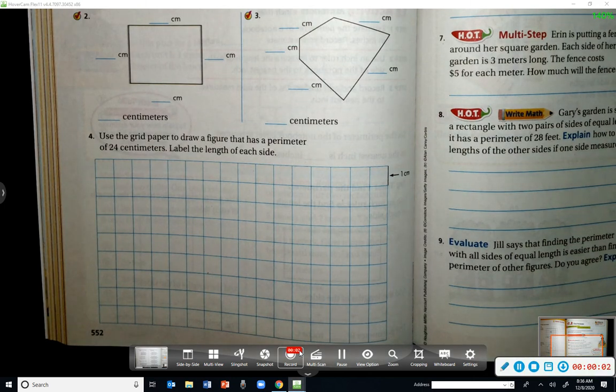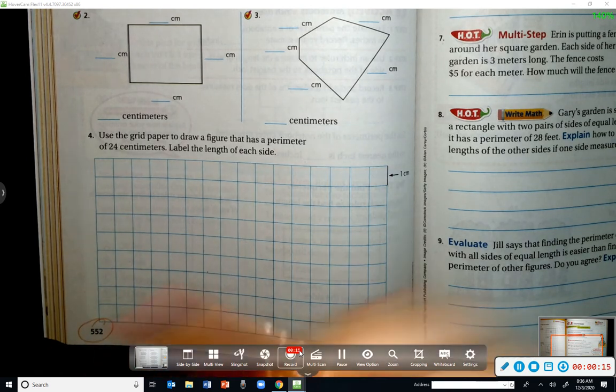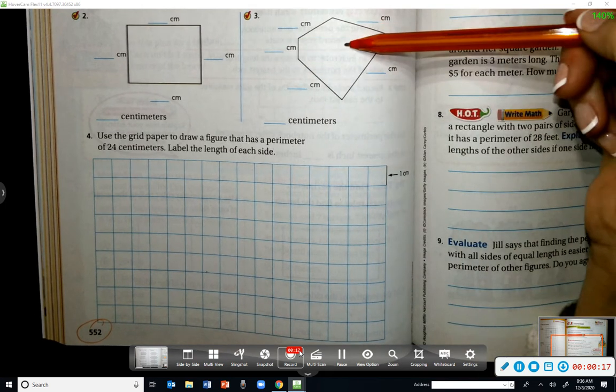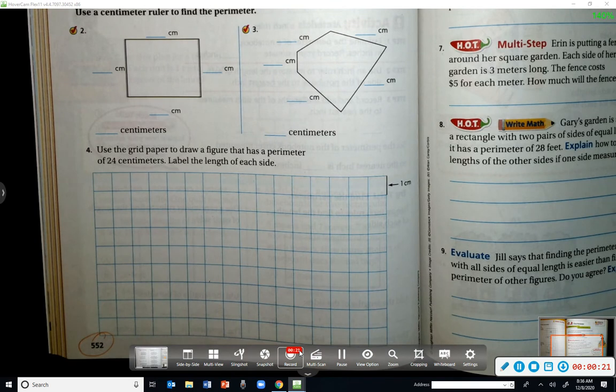Okay, good morning, class. So today is Tuesday, December 8th, and we're going to review perimeter again. We're in our Go Math workbooks on page 552. We're going to skip 1, 2, and 3 for now, just because I'm a little worried that you guys may not have a ruler at home.